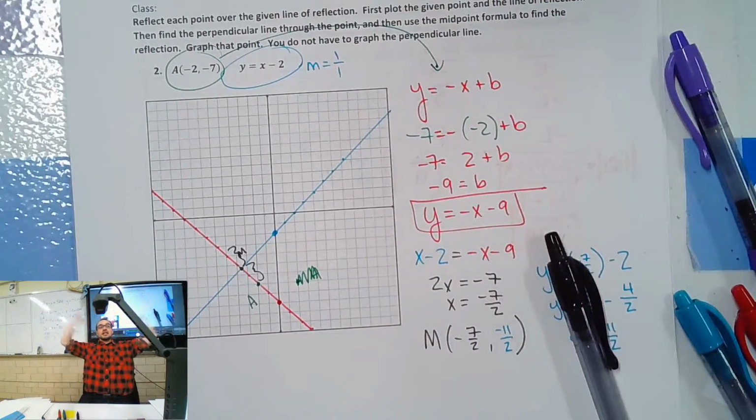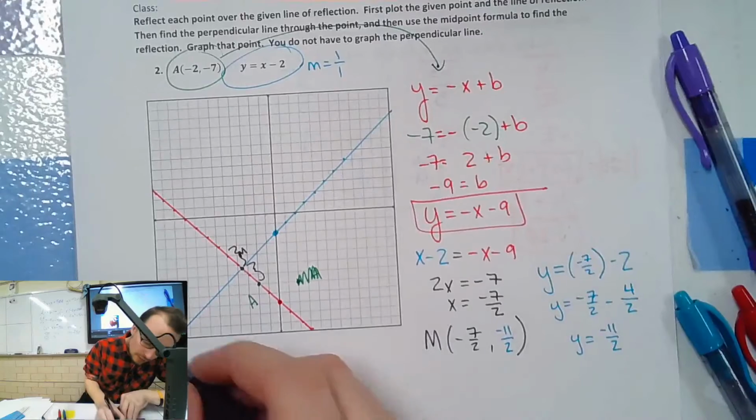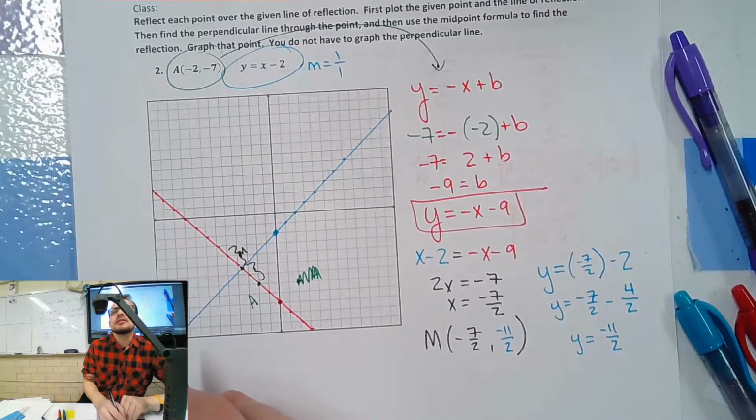Normally, midpoint says take your 2 outer points, average them to get the midpoint, right? But now we know one of the outer points and the midpoint. We're going to use that to find the other outer point, A prime. So, midpoint formula, what is it? Katie? Average of the x's, average of the y's.